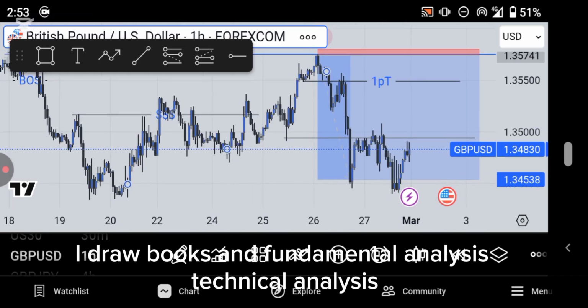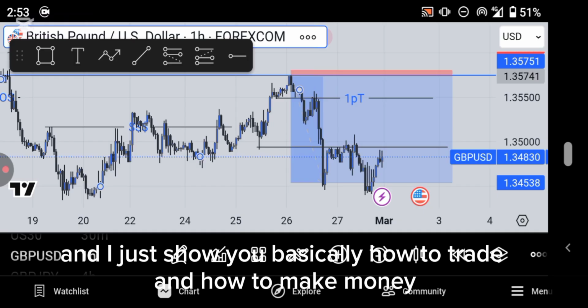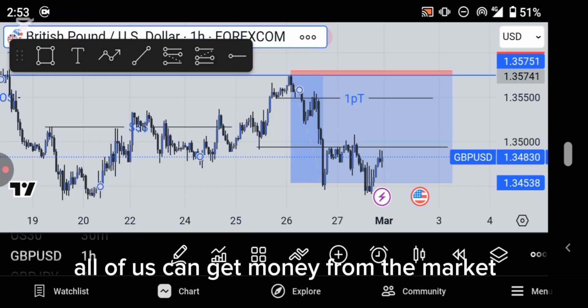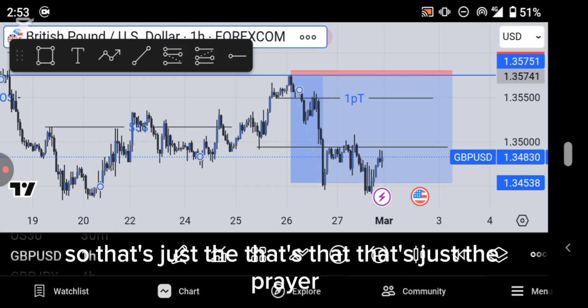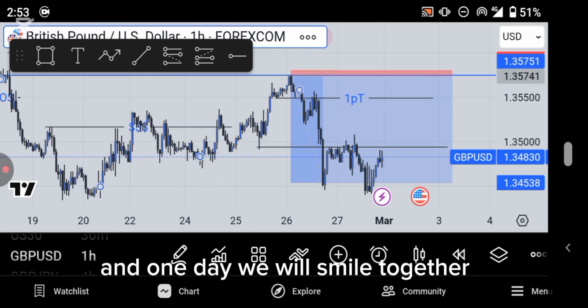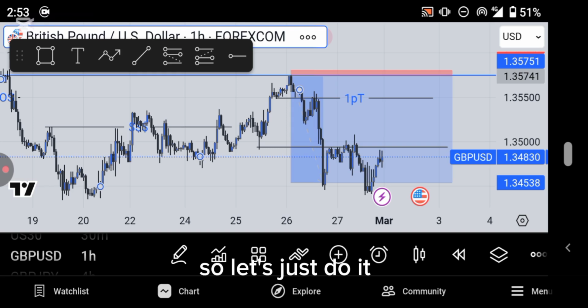I draw books and fundamental analysis, technical analysis, and I just show you basically how to trade and how to make money. The market is too big, and all of us can get money from the market, so no need to gatekeep anything. If I make money, you also make money, we are good. So that's just the prayer. Let's all make the money, and one day we'll smile together and you appreciate me for helping you make it. So let's just do it.